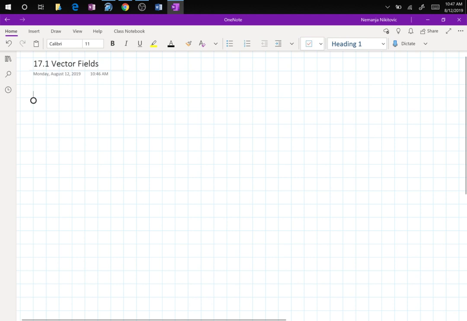Hello and welcome back to Calculus 3. We are starting chapter 17 on vector calculus. So 17.1 on vector fields. This is going to be the basic idea.